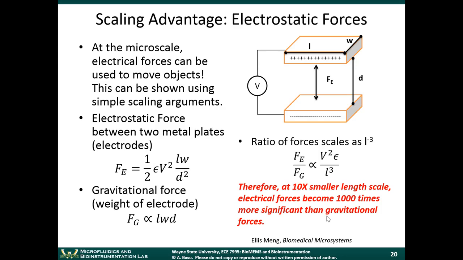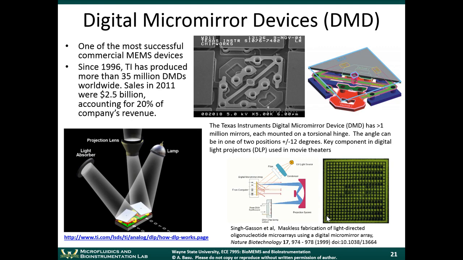Now, in reality, we're not levitating objects. What it means is that we can actually move objects. We can move objects with electrostatic forces, and we can't do that at the larger scale. A very good application of this is in what are called digital micromirror devices.